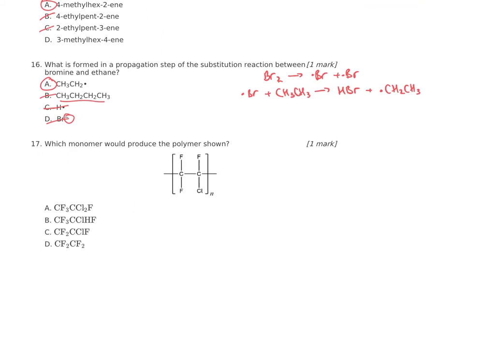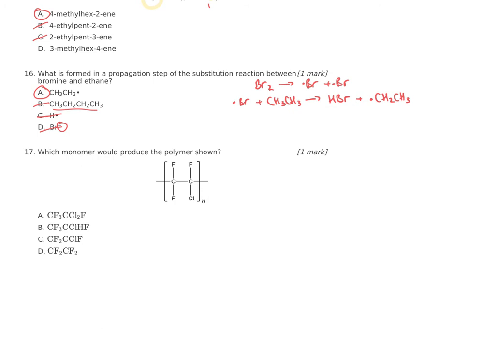Number 17, which monomer would produce the polymer shown? So you're going to draw the same molecule, just with a double bond. So those 2 side bonds become a double bond. So I would write that as CF2, C, CLF, doesn't matter about that. So CF2, so there's CF3, so that's wrong. So it's going to be CF2, CCLF. Let me see. Okay.